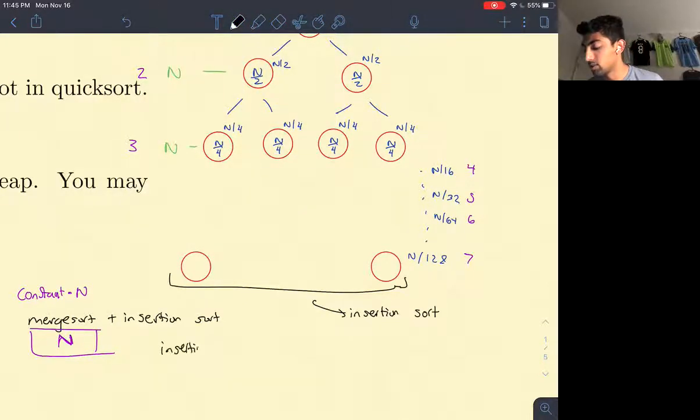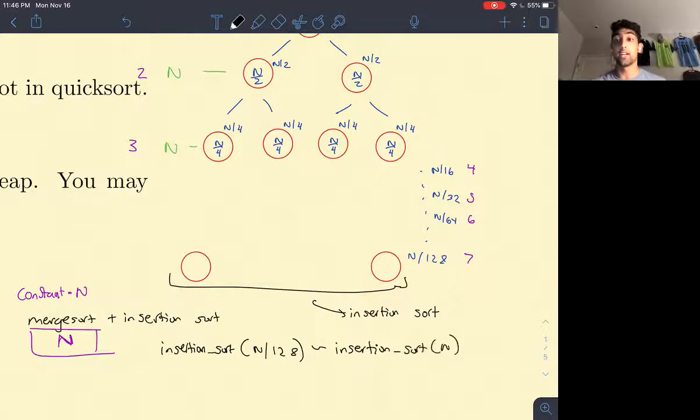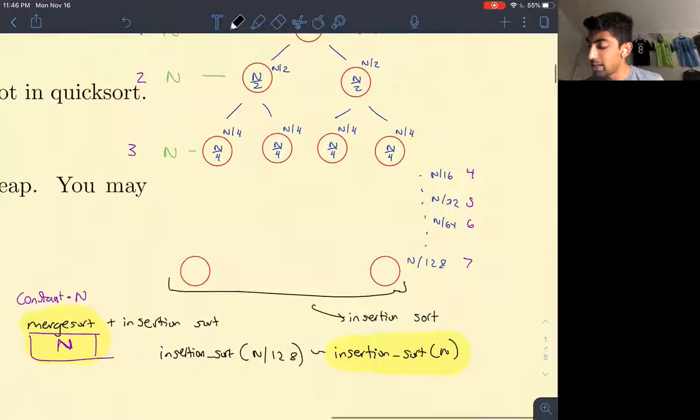Now we will be calling insertion sort on n over 128. That's the equivalent of just calling insertion sort on n, because we can ignore coefficients. So merge sort takes us n time, and insertion sort on n. And how many times are we calling insertion sort on n? Well, how many nodes are at this level? What's the number of nodes?